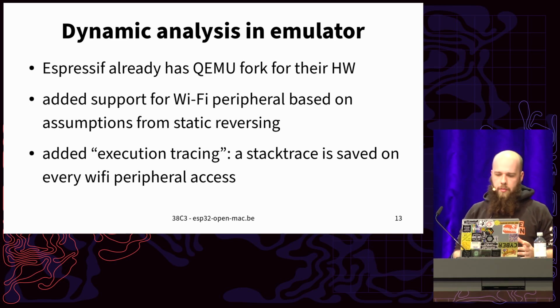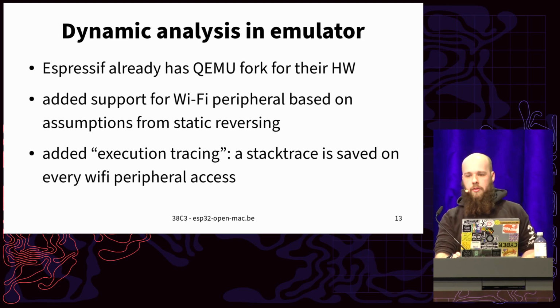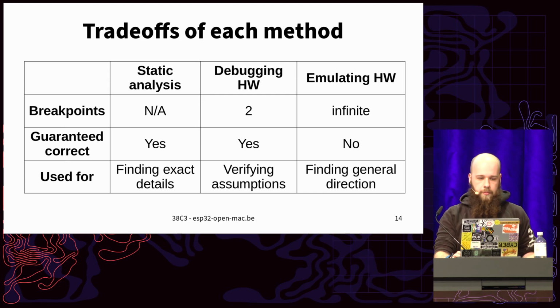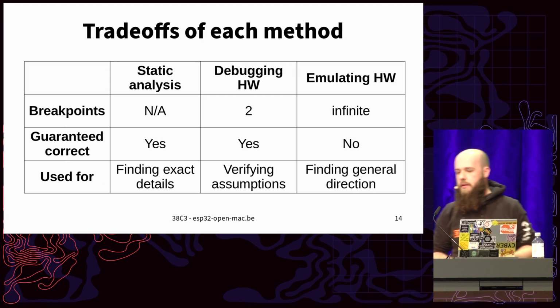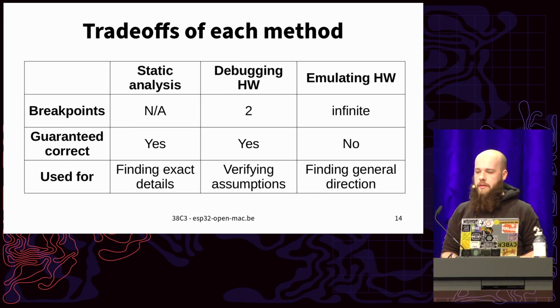This was not trivial to implement because the Xtensa instruction set has windowed registers, so the call unwinding is a bit hard to do, but luckily I could peek at the Linux kernel for this. And then as you can see in this table, every method has its trade-offs. For example, the emulated hardware is not guaranteed to be correct because it's just based on the assumptions that we made for what the hardware would do.